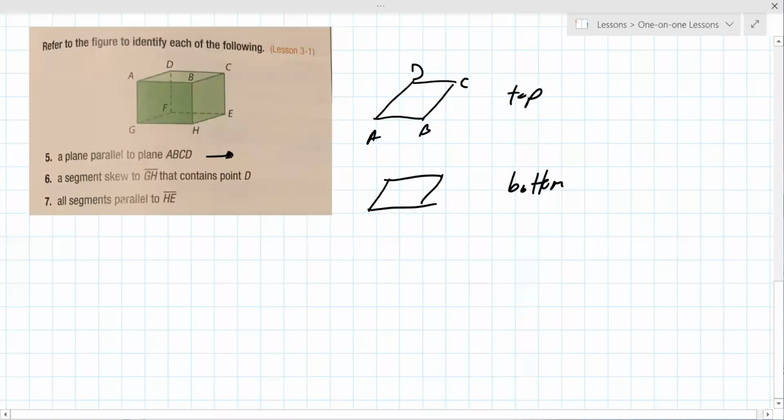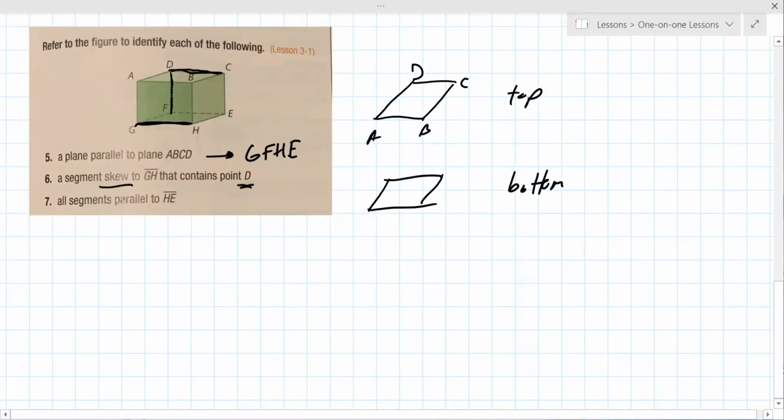G, F, H, and E. G, F, H, E. Perfect. Okay, so number 6 says skew. So GH is the front bottom of the box there. The skew though has to contain point D. So what it is, it's a line that's not parallel. DC is sort of parallel to it, but that would actually be okay.